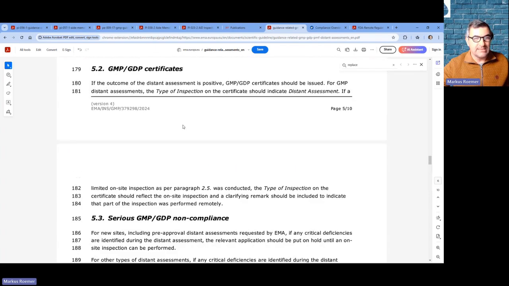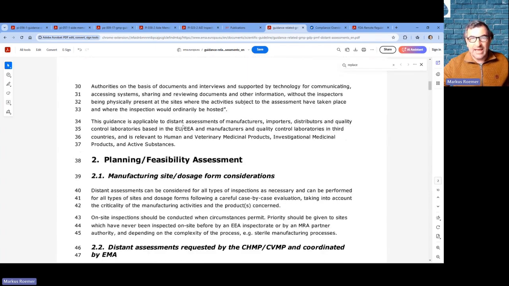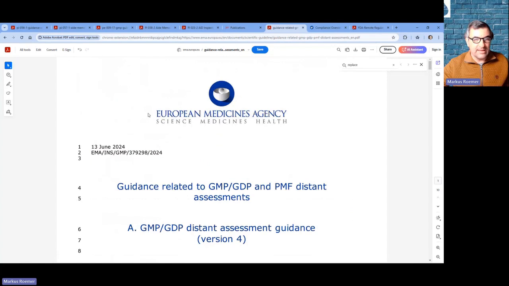I don't know why the PIC/S, if they had the need to write something like that, why they have not copied it from the EMA. That's the magic question. I try to find it out. If I find it out, I will tell you what happened.